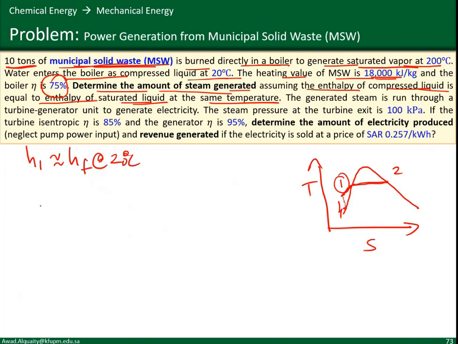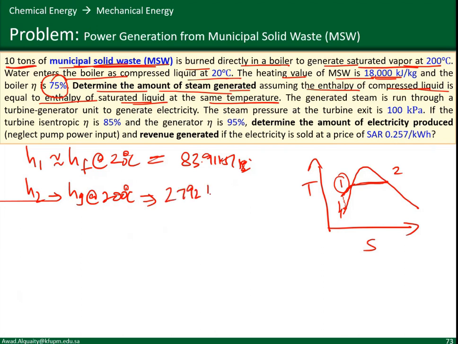Now, we have this information. H1 is equal to the saturated liquid enthalpy at 20 degrees Celsius. From the tables, you can simply get hf at 20 degrees, which comes out to be 83.91 kilojoule per kilogram. So that's H1 already for us. Now, H2 here is simply hg at 200 degrees Celsius because we are told that it was saturated vapor. Looking at the table, we get the value of H2 to be 2792 kilojoule per kilogram.